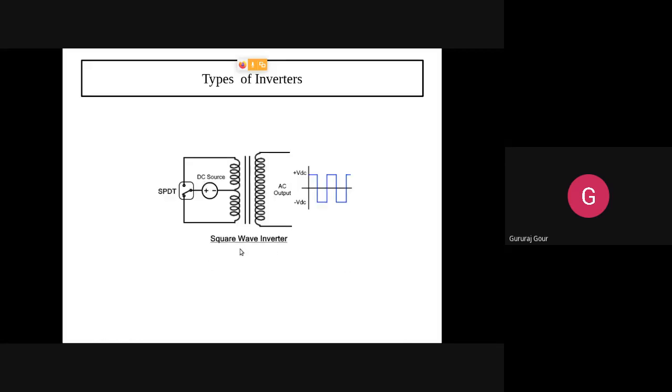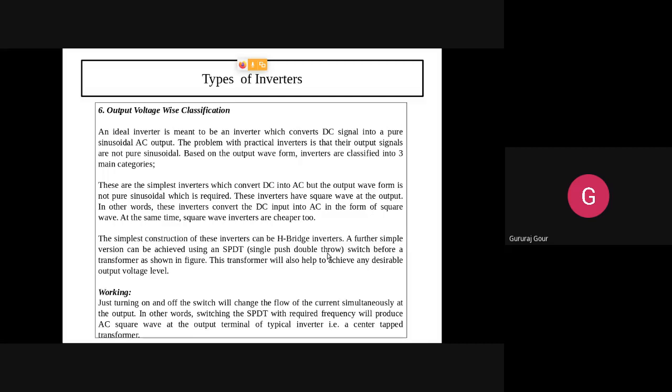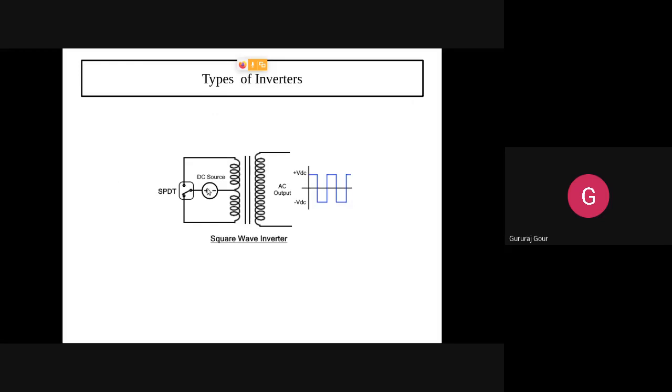This one is the example for this square wave inverter, that is known as SPDT. SPDT means single pole double throw. The simplest construction of this type of square wave inverter is using H-bridge inverters. The simple version can be achieved by using a single pole double throw circuit. You can see here, so you are pushing a button here. So three terminals here. Two terminals are connected to the primary, and the third terminal is connected via the DC source to the center tap. When you push this button, it is going to be connected on either side of this one, either upper.